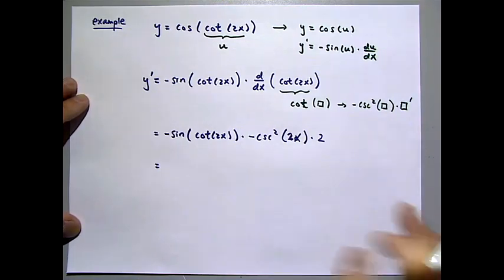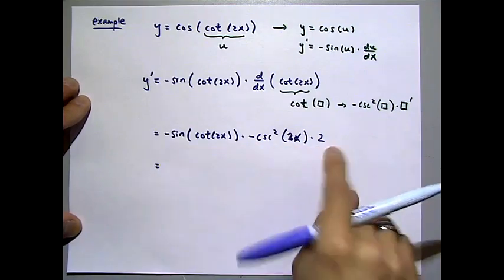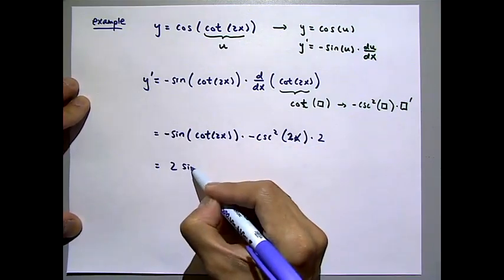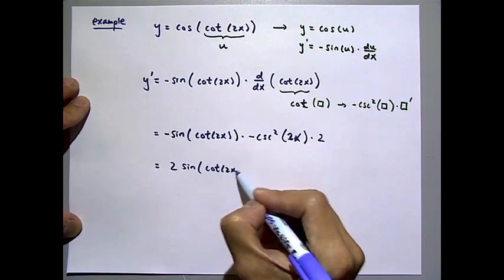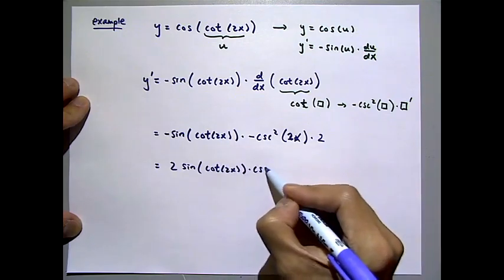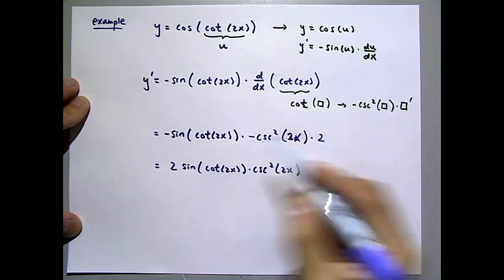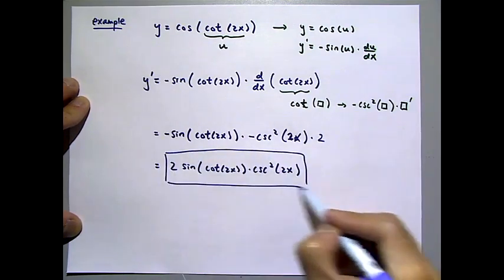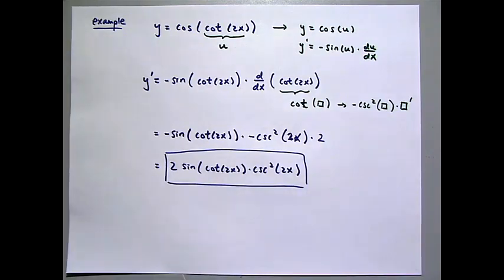Okay, now not much left here. Let's just clean this up. Minus minus is a plus. There's a 2. Let's put a 2 in the front. And then sine of cotangent of 2x times cosecant squared of 2x. Make sense? Any question on this? Okay, good.